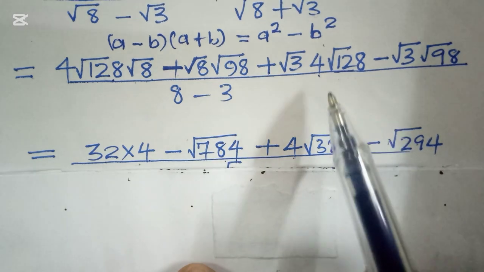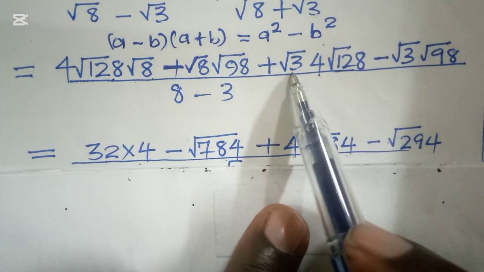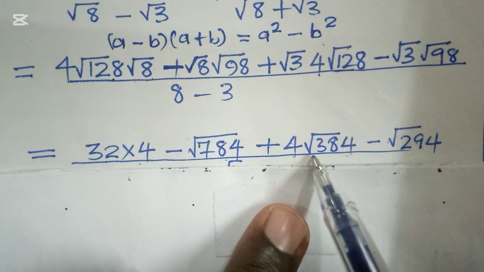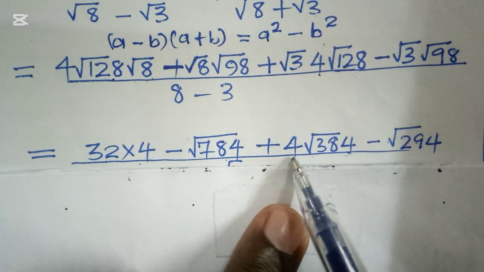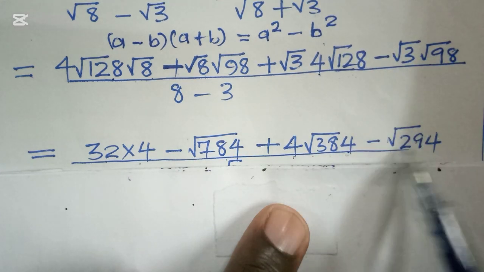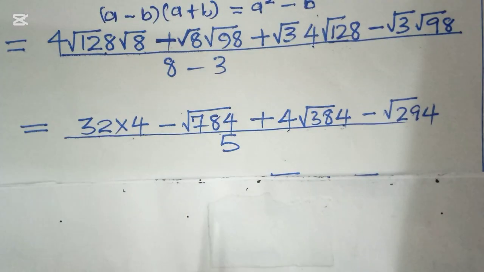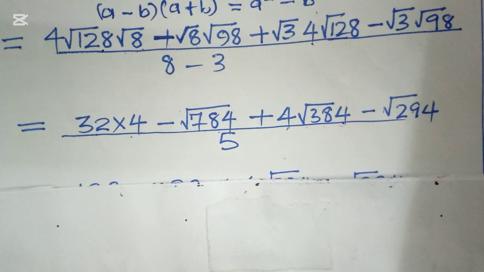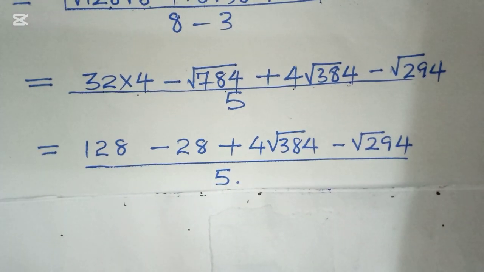784. We come to this place, we shall have square root of 3 multiplied by square root of 128 gives us 384. That is square root of 384. And we have a 4 here. And when we multiply these two, you get that. From there, we continue. This one now comes to 5. And now we have this. This is now then our solution.